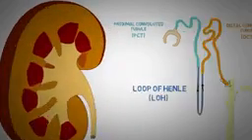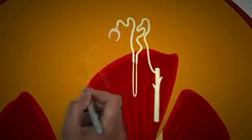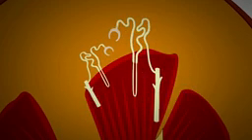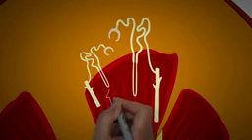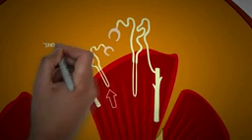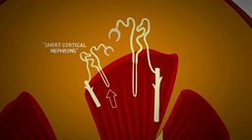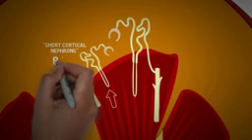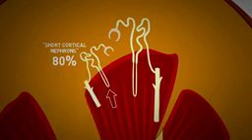Now, depending upon the length of the loop of Henle, we have two types of nephrons in the kidney. One type of nephron has short loops of Henle, and these are known as the short cortical nephrons. Cortical because a major portion of these nephrons is located in the cortex of the kidney. These are short and comprise about 80% of the total nephrons.